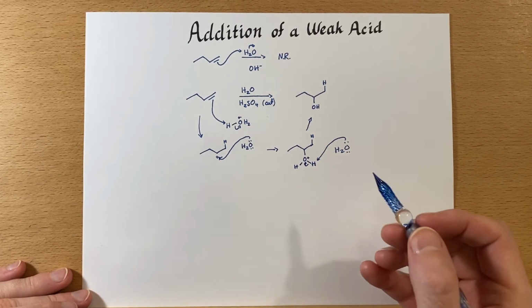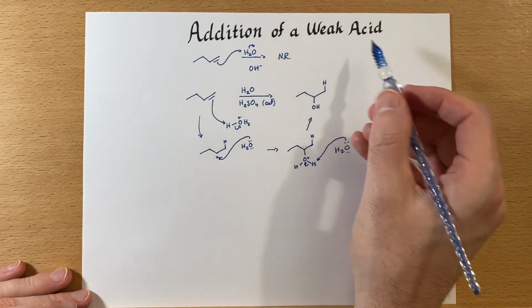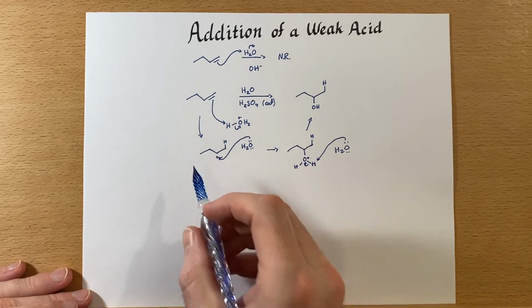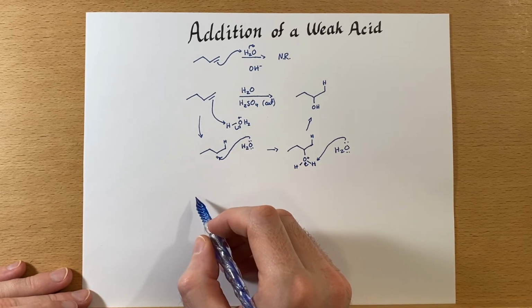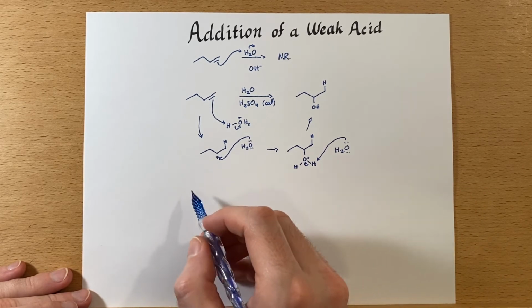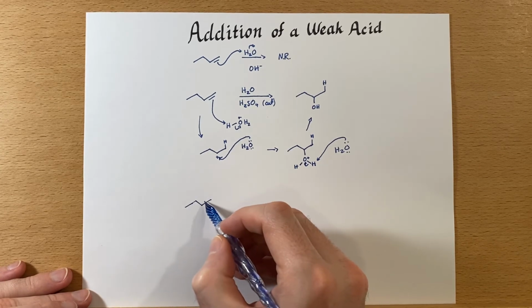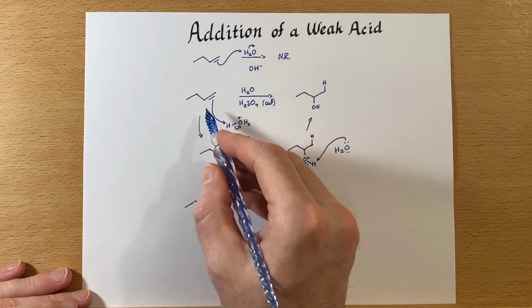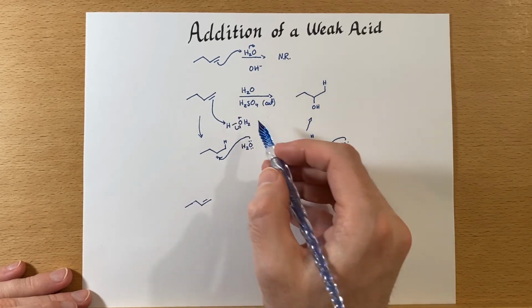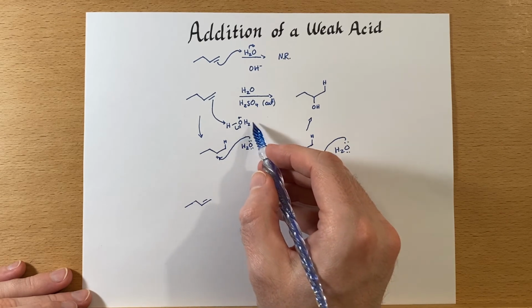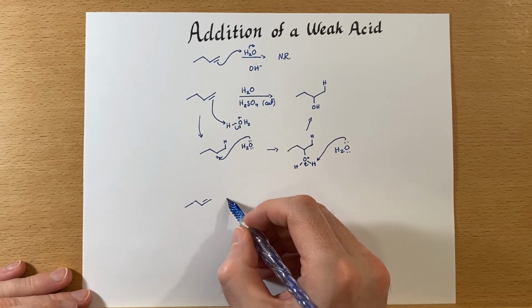Now, I mentioned that this works with weak acids, and water is an example of a weak acid. But we can also do this reaction using an alcohol as the weak acid. I'll skip drawing the mechanism because it's exactly the same as this one, except instead of having just hydrogens here, it's going to have some carbons in the place.